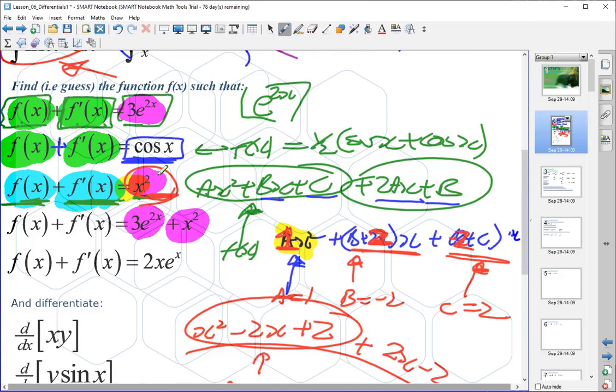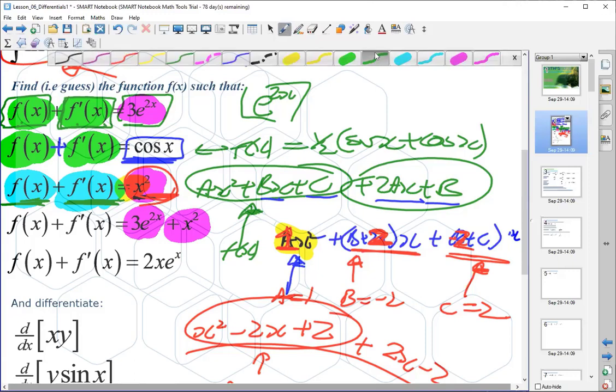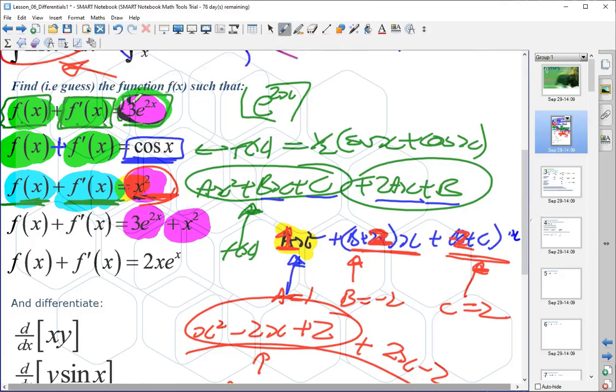The next question has a power of x to it. It does have a power of x squared in it, but it doesn't just have x squared in it. It's got e to 2x in it as well. 3e to 2x and an x squared. Tell me what you notice again.